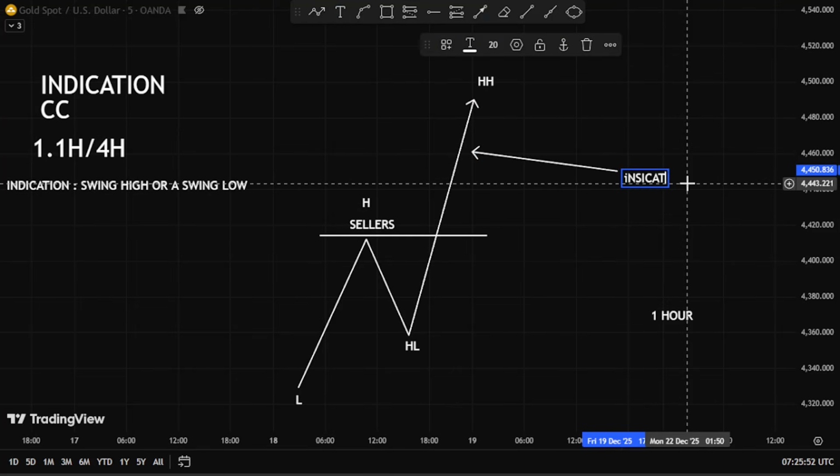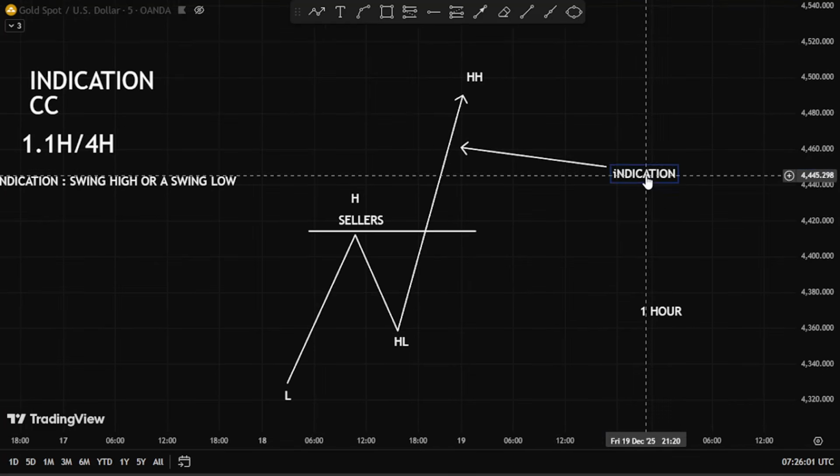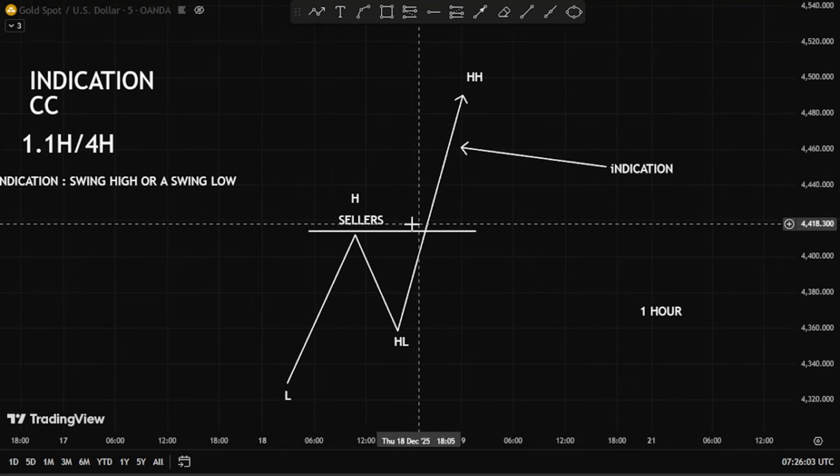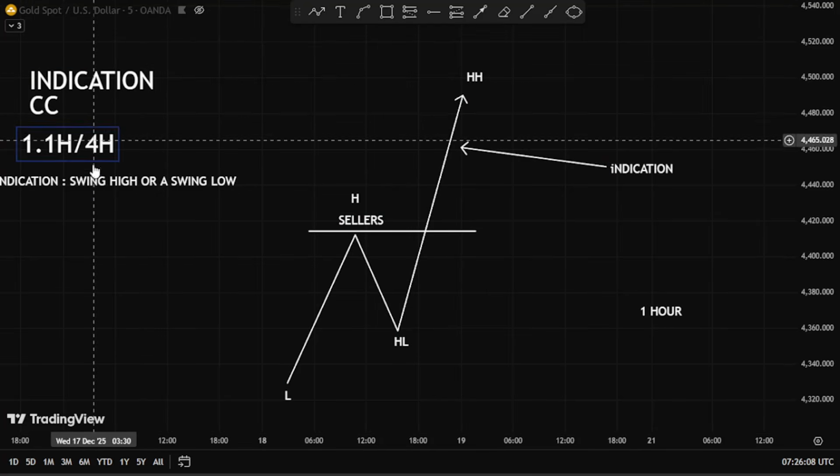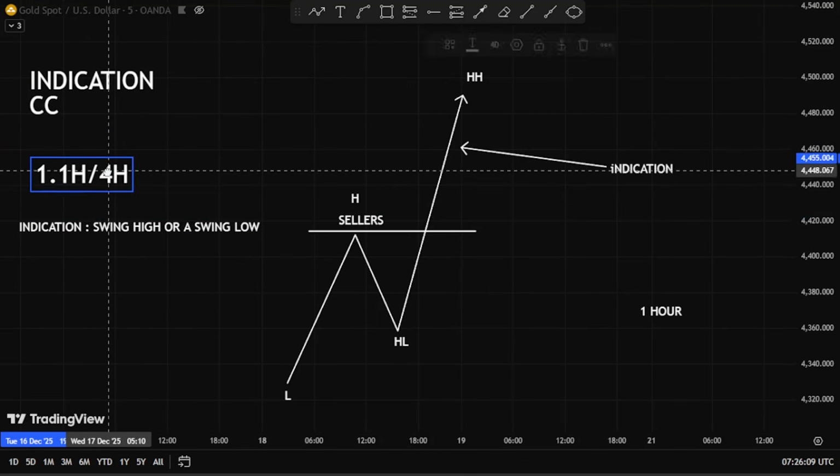So indication. Let me put a D there. Indication. So price is indicating to you that there are no more sellers sitting here, and that is why we have the first part, which is the indication. So let me put this here.